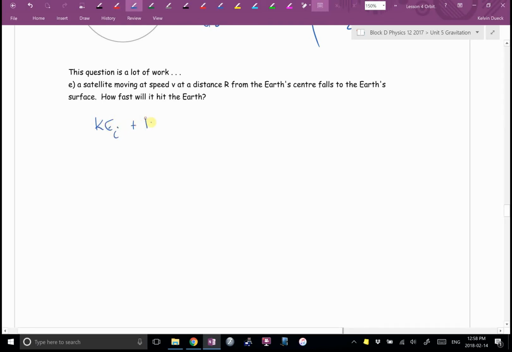kinetic initial plus potential initial. Now in this case, initial is in outer space. Equals kinetic final and potential final. And in this case, final is on Earth. You have to be really careful with making sure you put the right things, Kevin, into the right place. Kinetic energy, Mitra, is what?